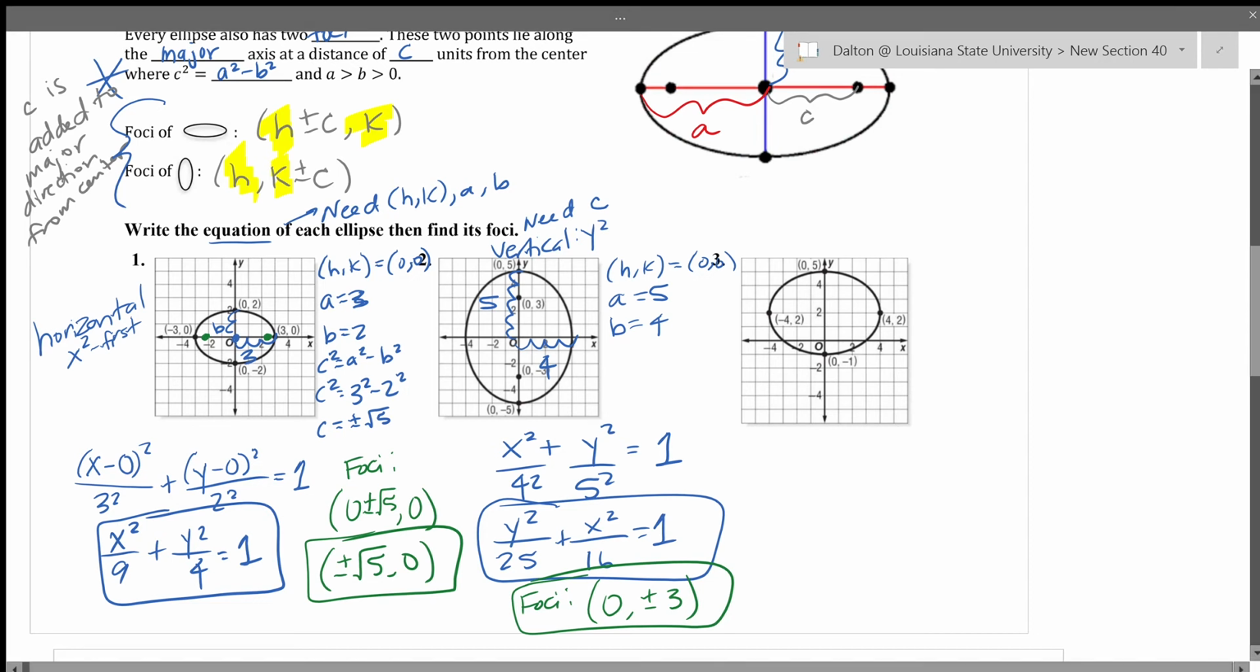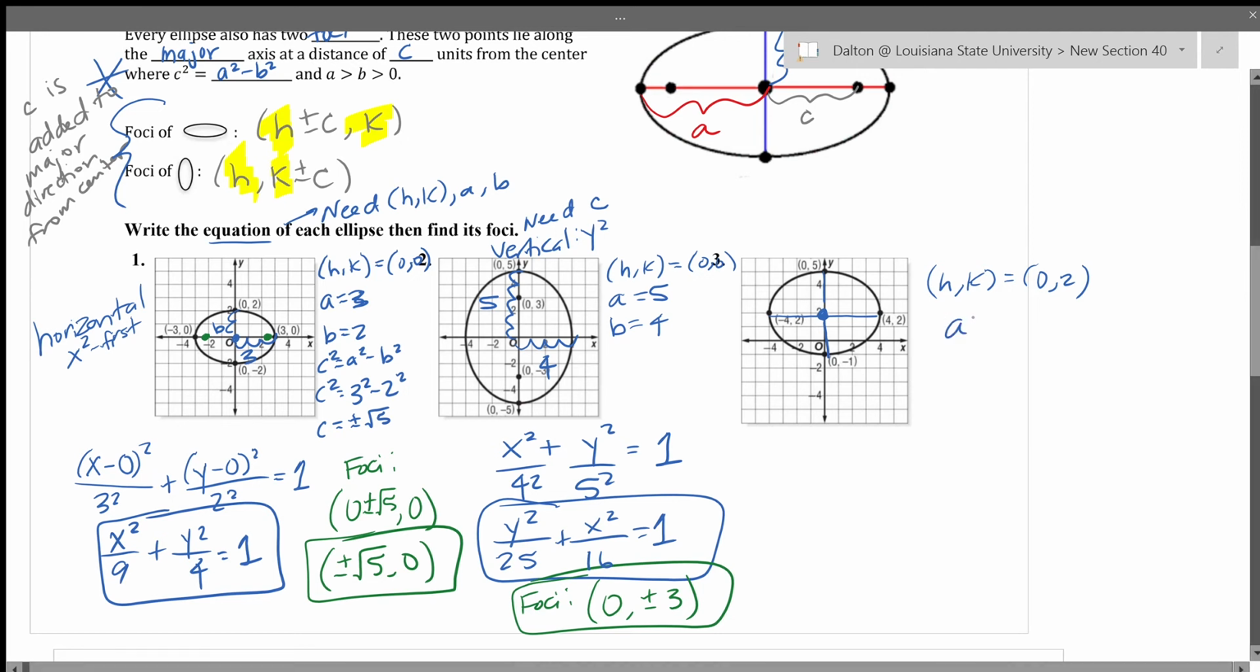Okay. Number 3, this one's going to be a little bit different. Where is the center of this ellipse? Okay. If you have a difficult time seeing that (0, 2), you can always connect the vertices and the co-vertices, and where they intersect is going to give us our center point. Okay, so our center point's at (0, 2).